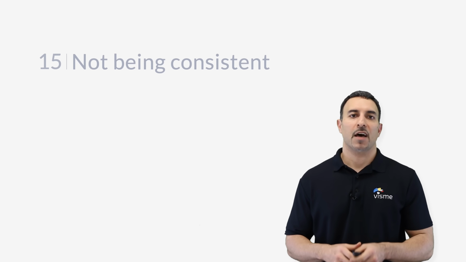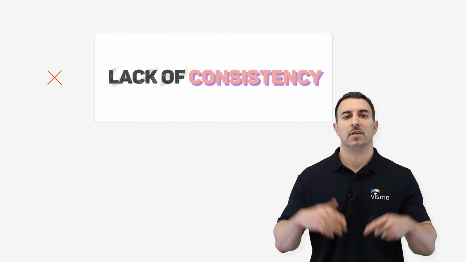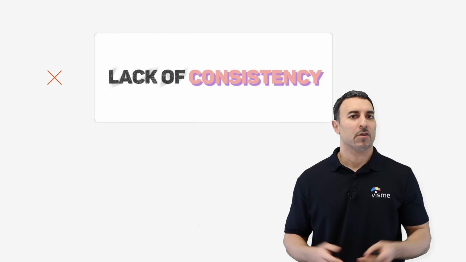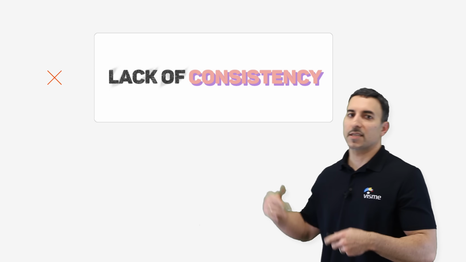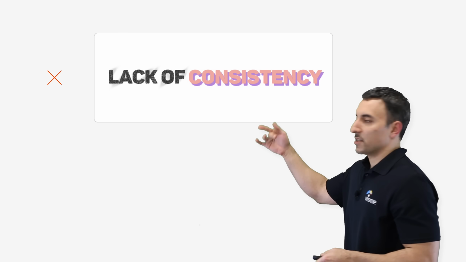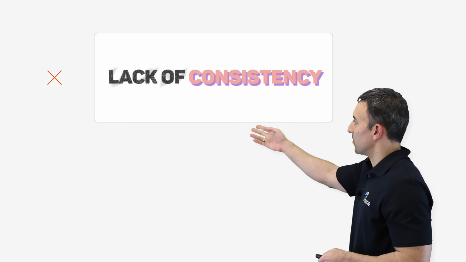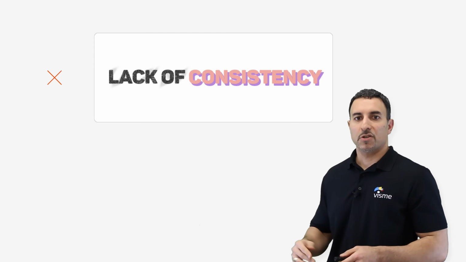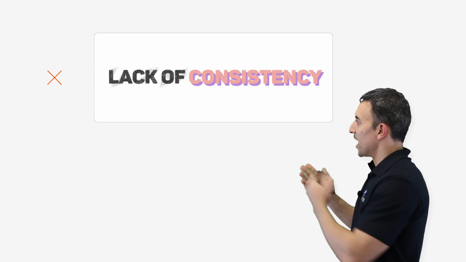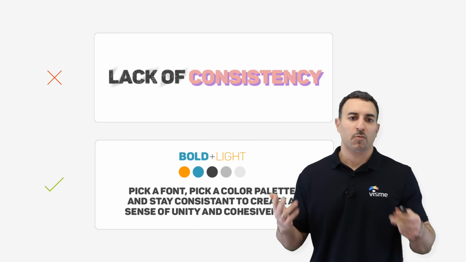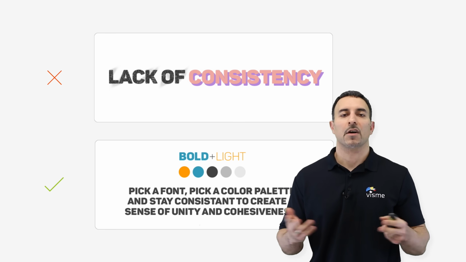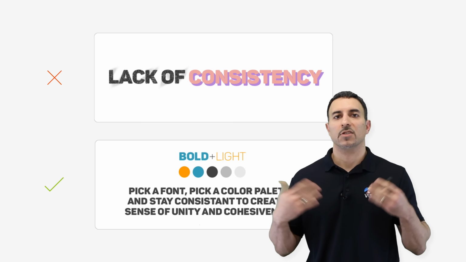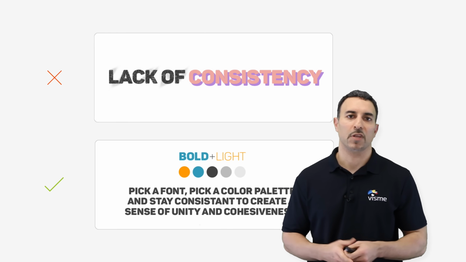Last but not least is not being consistent. So consistency is key. This is about contrast, use of colors, and it all goes down into fonts as well. In the example here, you're looking at fonts, text, so the color and the use of the font. The text on the left is smeared. On the right side, the color doesn't balance with the rest. What you instead want to do is pick a font, pick a color palette, and stay consistent, to create a sense of unity and cohesiveness with your design.